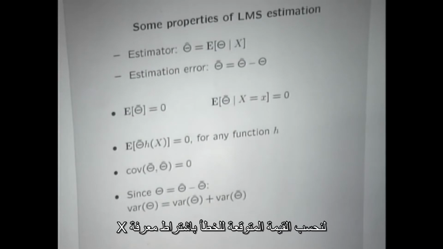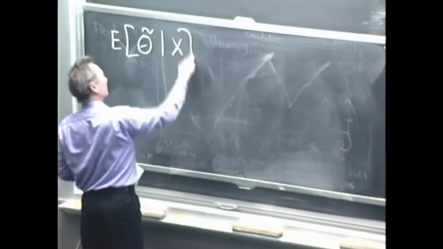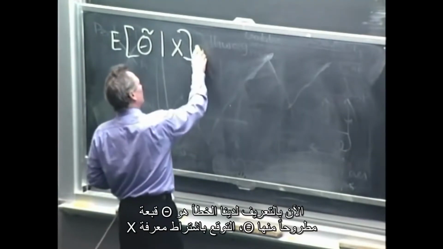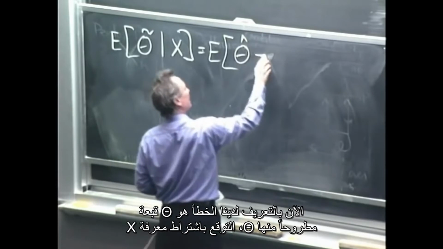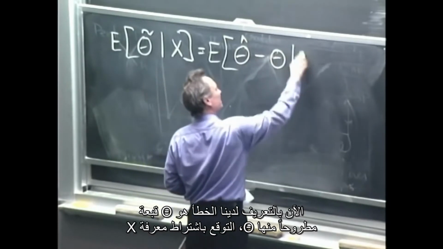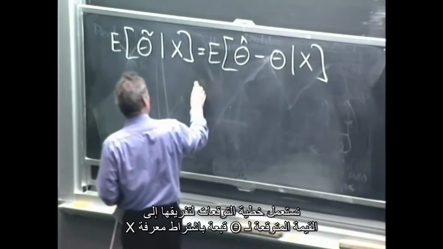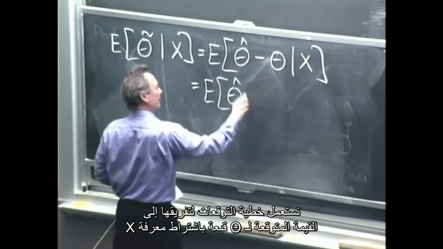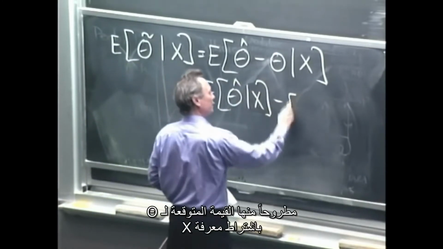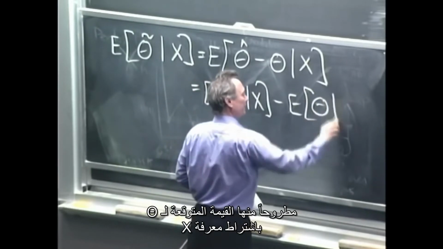Let's calculate the expected value of the error given x. Now, by definition, the error is the expected value of theta hat minus theta given x. We use linearity of expectations to break it up as the expected value of theta hat given x minus the expected value of theta given x.